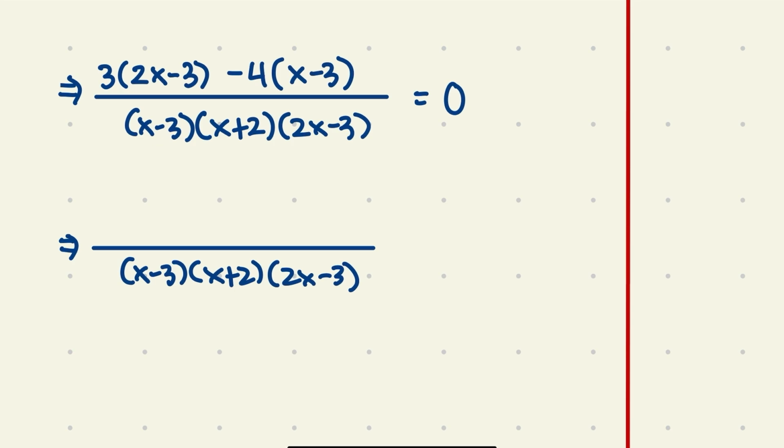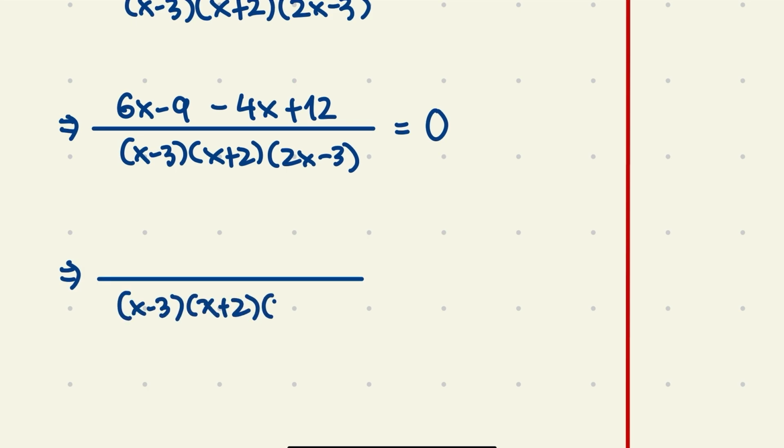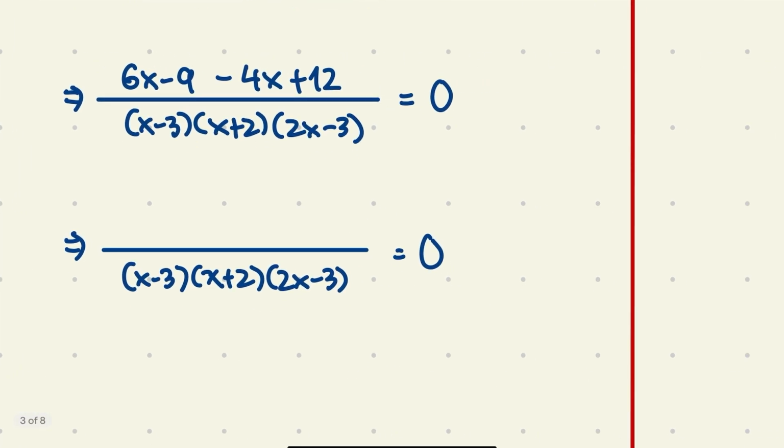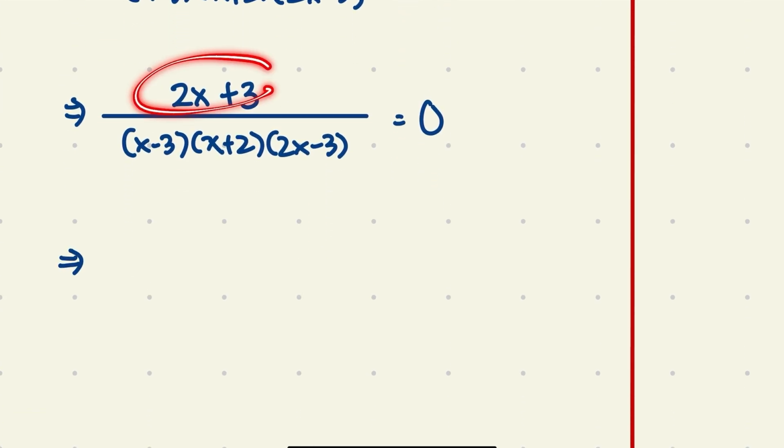In the numerator, we can distribute this one. So we'll have here 6x minus 9 minus 4x plus 12 equal to 0. And then let's simplify. So again, let's just copy the denominator. x minus 3, x plus 2, 2x minus 3 equal to 0. And then the numerator, take note that 6x and 4x out here will give us 2x, negative 9 and 12 will give us 3. Good. Then again, same analogy as a while ago, we need to equate the numerator to 0. So we have here 2x plus 3 equal to 0.